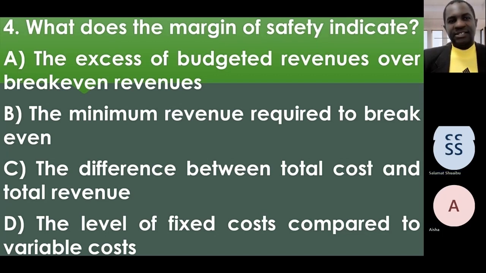What does the margin of safety indicate? Excess of budgeted revenues over break-even sales, break-even revenues. The minimum revenue required to break even. The difference between total cost and total revenue. The level of fixed cost compared to variable costs.